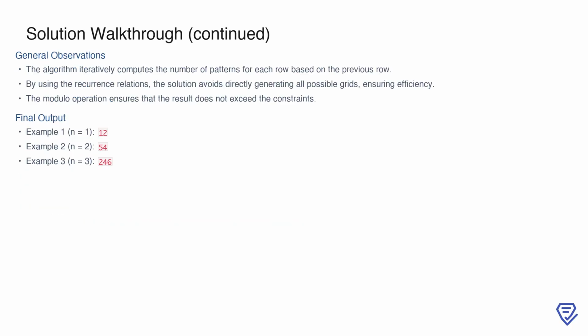Finally, the total number of patterns for n equals 3 is calculated as the sum of 2_color and 3_color after the third row's updates. Adding them together, we have 108 plus 138, which equals 246. This gives us the final output for n equals 3, which is 246. By following this approach, we can efficiently calculate the number of ways to paint any n times 3 grid while ensuring the required constraints and patterns are satisfied.